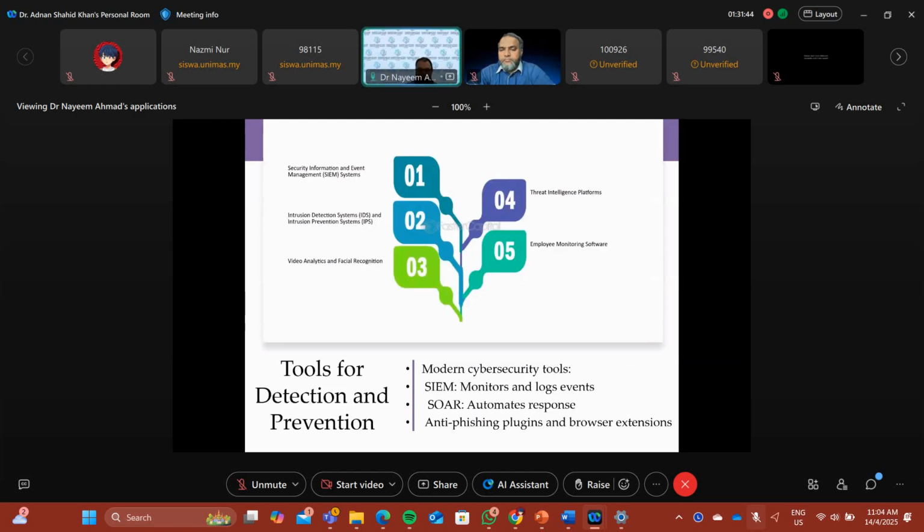Some of the tools which can be used for detection and prevention of such cyber security attacks, and which strengthen our defense mechanism. One such tool is SIEM, Security Information and Event Management, which monitors and analyzes logs for threat detection. Another is SOAR, Security Orchestration, Automation and Response, which automates the response to the incident, speeding up the mitigation. And anti-phishing browser extensions block malicious links and alert users in real time. Together, these basic tools can improve visibility, reduce response time, and enhance the overall security posture of individuals as well as organizations.